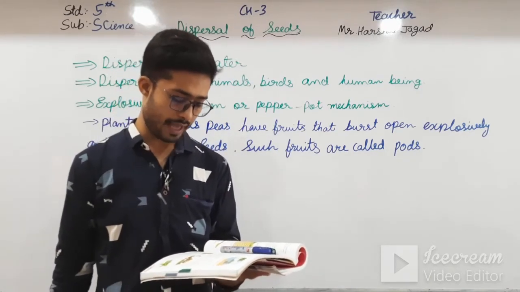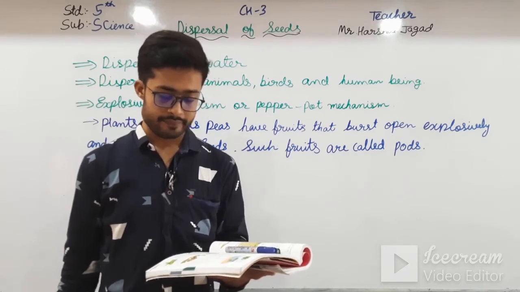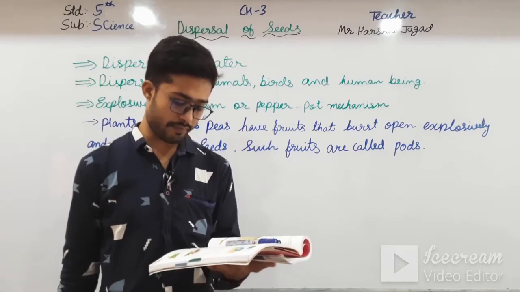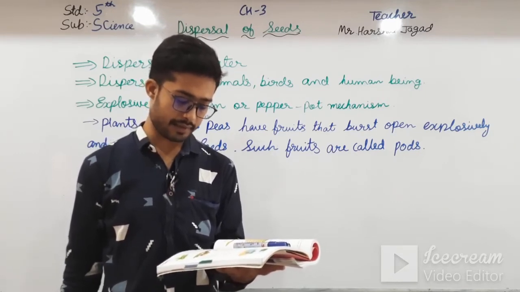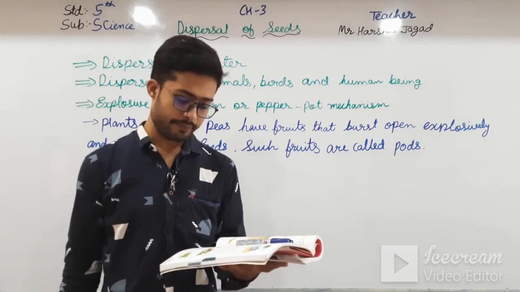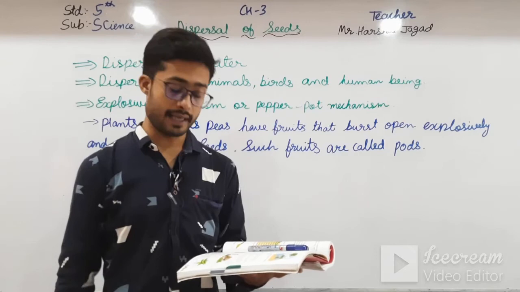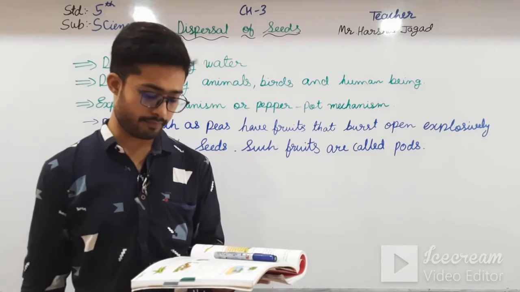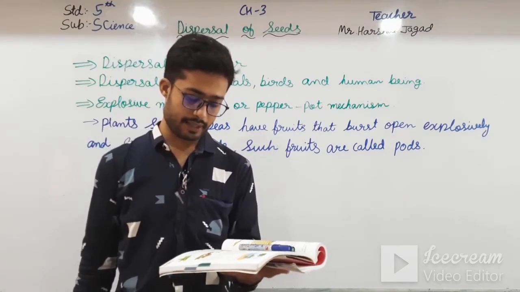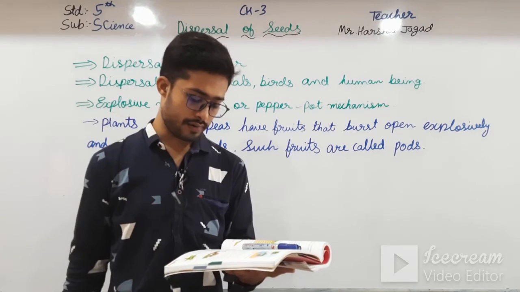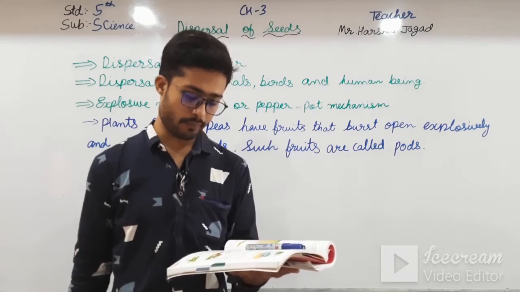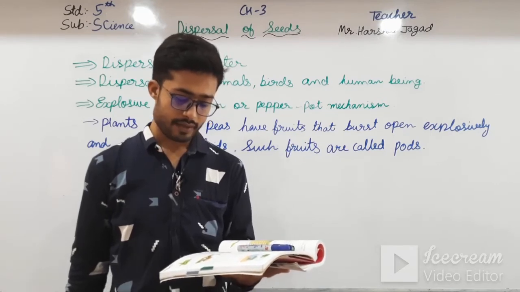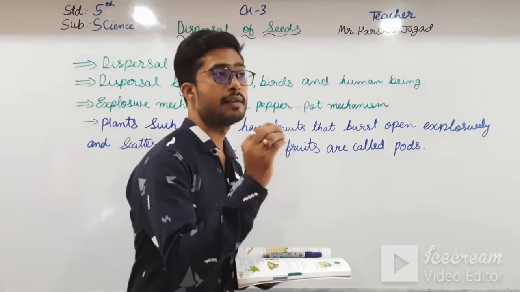Plants such as poppy have a pepper pot mechanism. The seed pods have holes such as those on a pepper pot. The seeds are sprinkled when the pods sway in the wind. See here this mechanism, pepper pot mechanism, that is plants such as a poppy have a pepper pot mechanism. The seed pods have holes such as those on a pepper pot. The seeds are sprinkled when the pods sway in the wind. Due to wind they just sprinkle off.